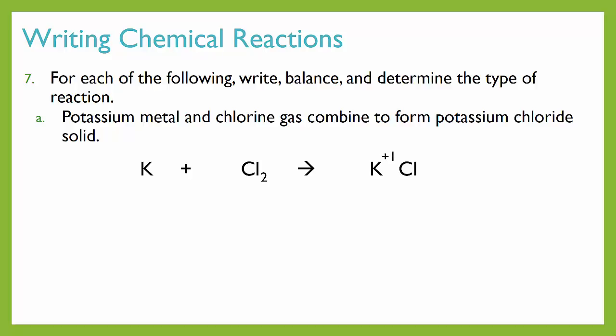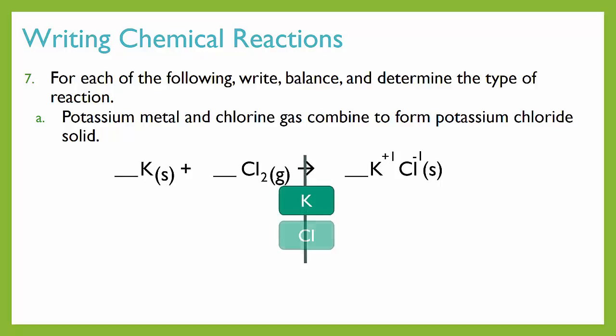So the charge on potassium is +1, the charge on chloride is -1. So those charges work out. We can go ahead and put in our state symbols. So potassium metal will be a solid, chlorine gas, and solid potassium chloride. We've got our equation written properly. We just need to go ahead and balance it. So I've got 1 potassium and 2 chlorines on my reactant side and 1 each on my product side.